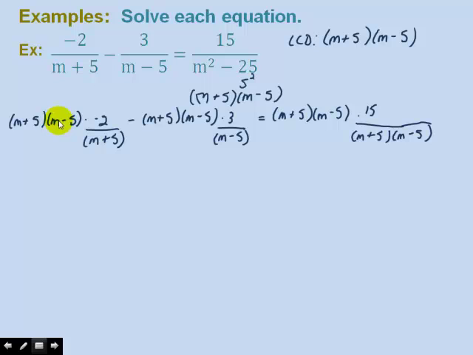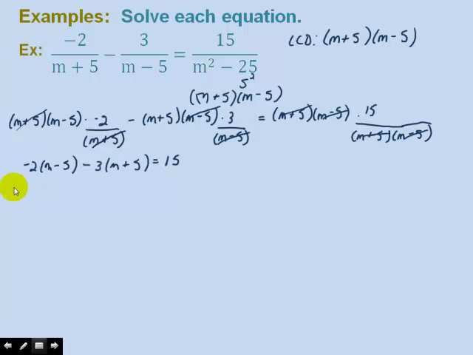Okay, now we do our cancellations. So here the common factor is m plus 5, so we're going to cancel that out. Here the common factor is the m minus 5. And here it's both the m plus 5 and the m minus 5. So we can cancel out both of those. Now what we have left here is a negative 2 times m minus 5. What we have left from this one, there was a minus here, so we have a minus 3 times m plus 5. And on the other side, the only thing we have left is the 15.